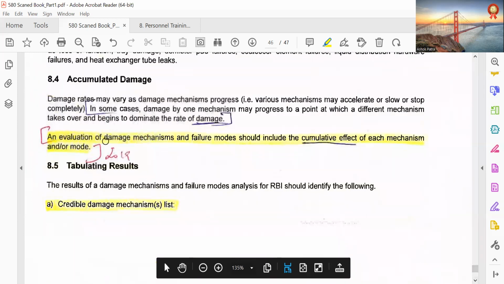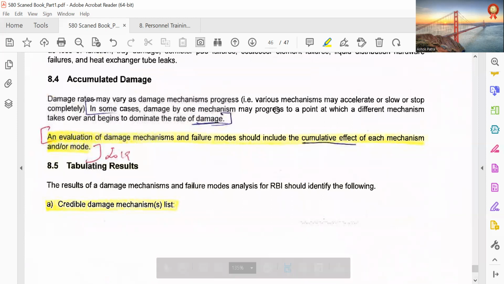Accumulated damage. In some cases damage by one mechanism may progress to a point at which a different mechanism takes over and begins to dominate the rate of damage. An evaluation of damage mechanisms and failure modes should include the cumulative effect of each mechanism and or mode.